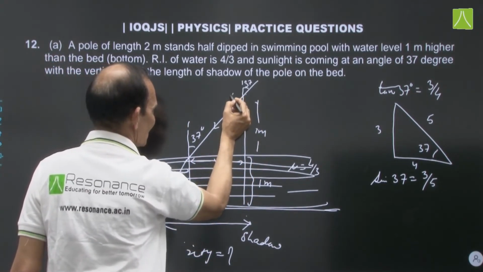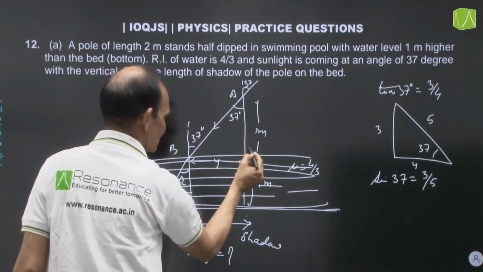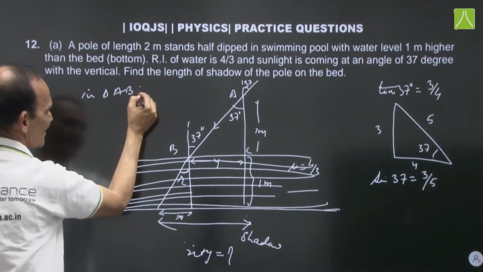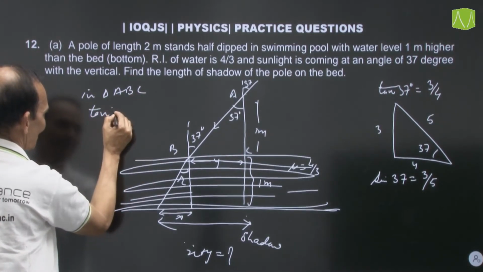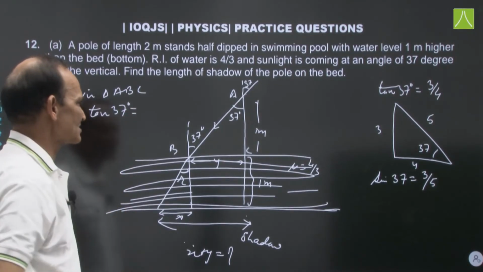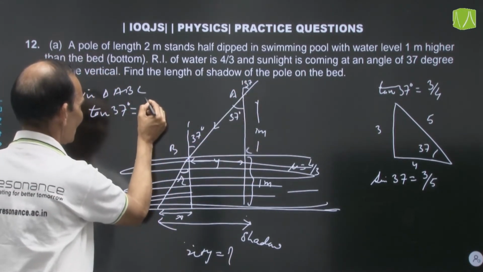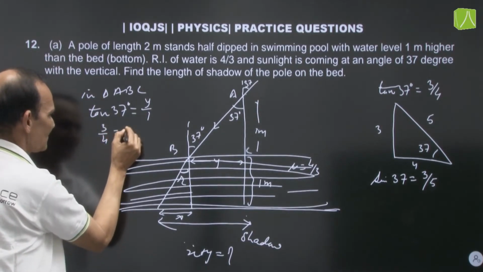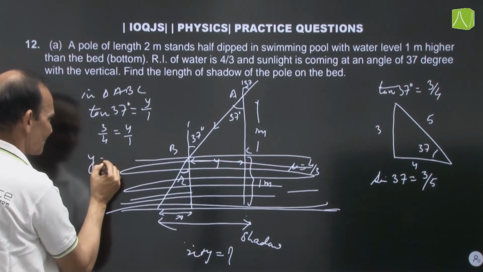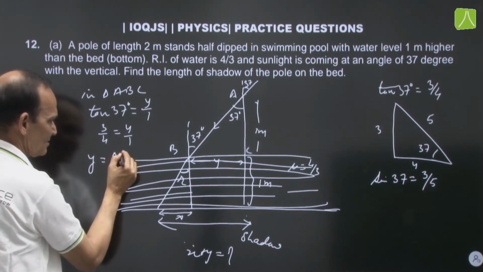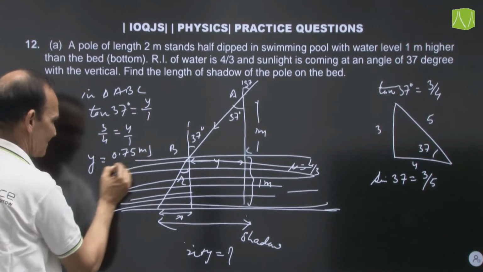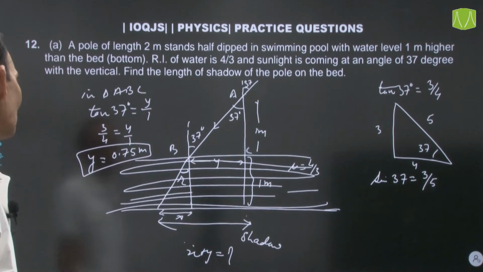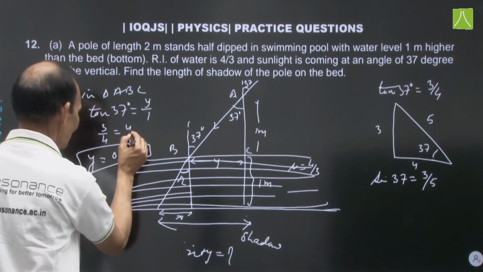Suppose this is A, this is B and this is C. So in the triangle ABC, tan 37 is y upon 1. So tan 37 is 3 by 4, that is y upon 1. What is the value of y? 3 by 4, that is 0.75 meter. It is y. It is clear. y is 0.75, 3 by 4.